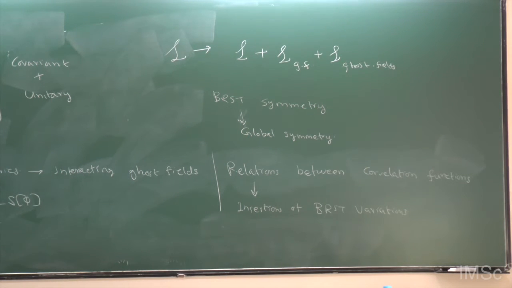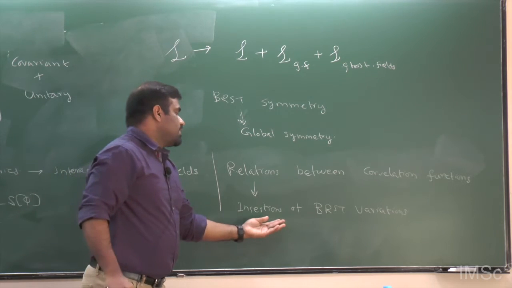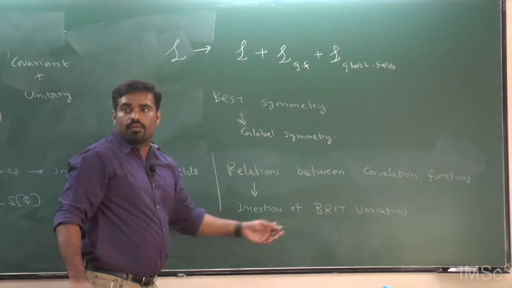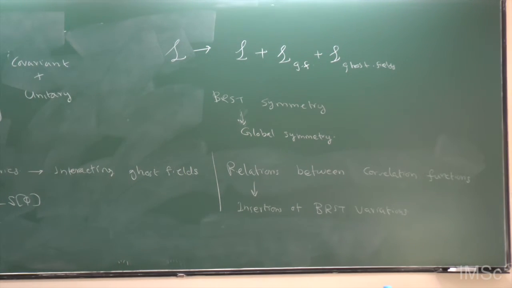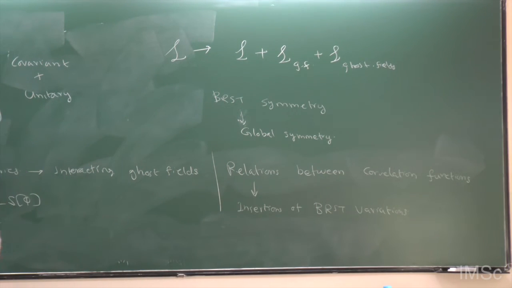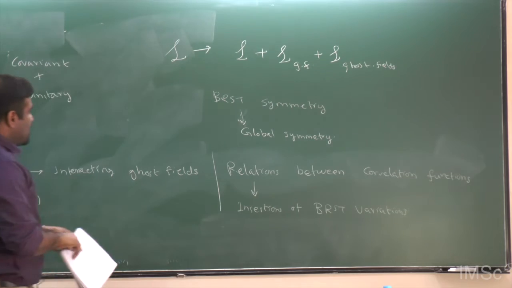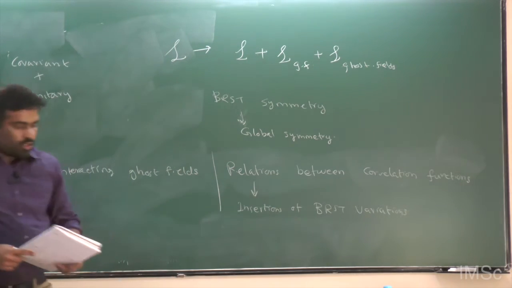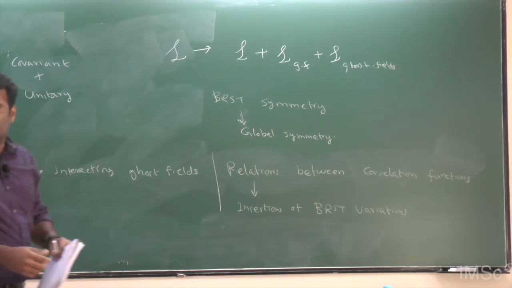So usually when you have such insertions, it's useful to introduce a source for such insertions. So the idea is that if you can introduce a source for the BRST variation, that's convenient, and that will help you to really utilize the BRST symmetry. So I made a statement, and then I would like to go through an example and show what I really mean by that.